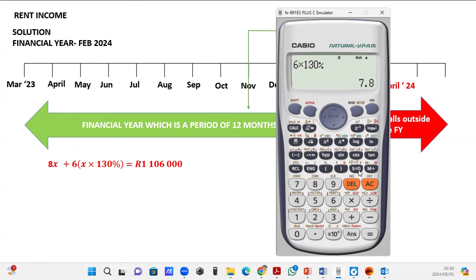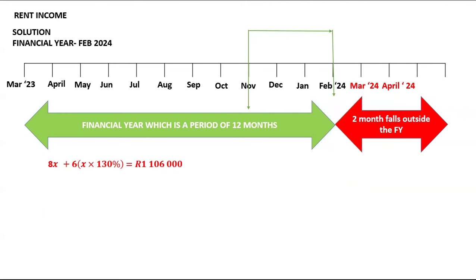So you're supposed to know this. That's why I'm saying 6: you multiply 6 with 130 because those are numbers, and then you keep x as it is. So you just attach it to 7.8. That is why here you'll have 8x plus 7.8x is equal to 1,106,000. And that 8x plus 7.8x will give you 15.8x, which is equal to 1,106,000. You just divide by 15.8, and that will give you 70,000.